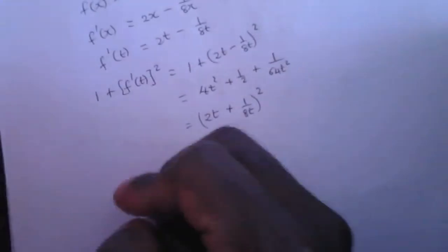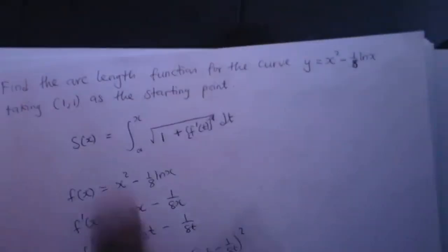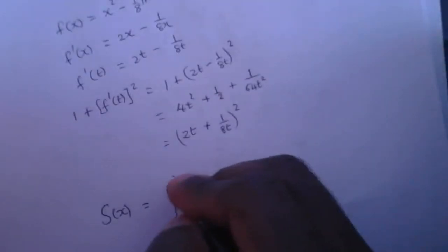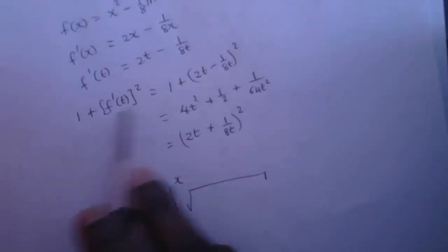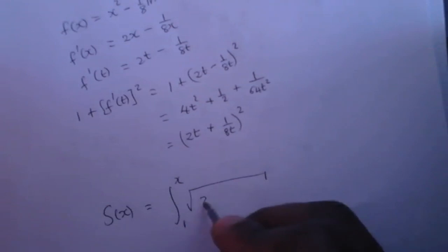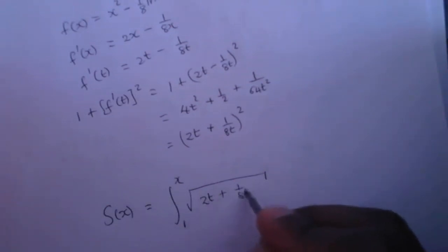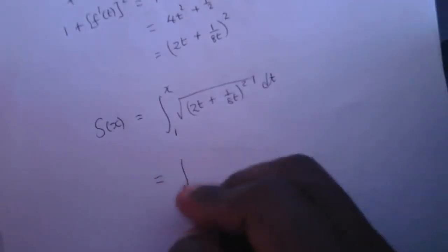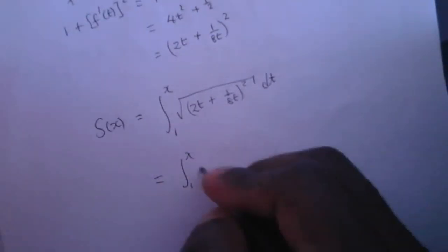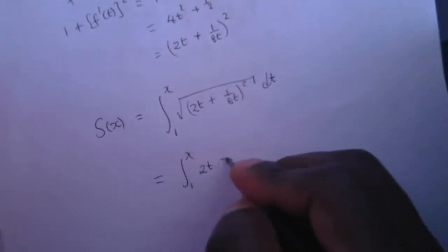And therefore, my arc-length function becomes an integral. Remember, your starting point is (1, 1), which means x there is 1. So it's going to be from 1 to x, the square root of 1 plus f prime of t squared, which is what we have there. So it's 2t plus 1/(8t), squared, dt. What do you observe? Observe that the root cancels with the square, so you end up with 2t plus 1/(8t), dt.